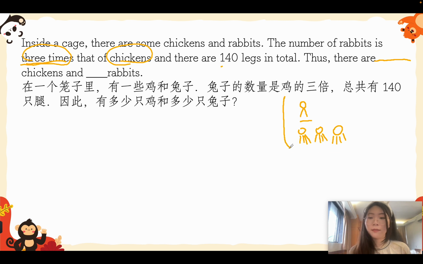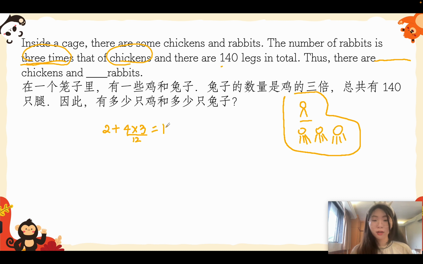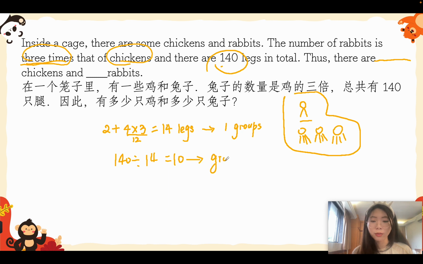So this is the group. Yeah, how many legs in one group? The chicken has 2 legs, and one rabbit has 4. 3 rabbits, actually this is 12, right? So in one group we have 14 legs. Okay, these legs are for one group. And we have 140 legs. So how many groups here? Just use 140 divided by 14, then the answer is 10. Oh, this is 10 groups here.